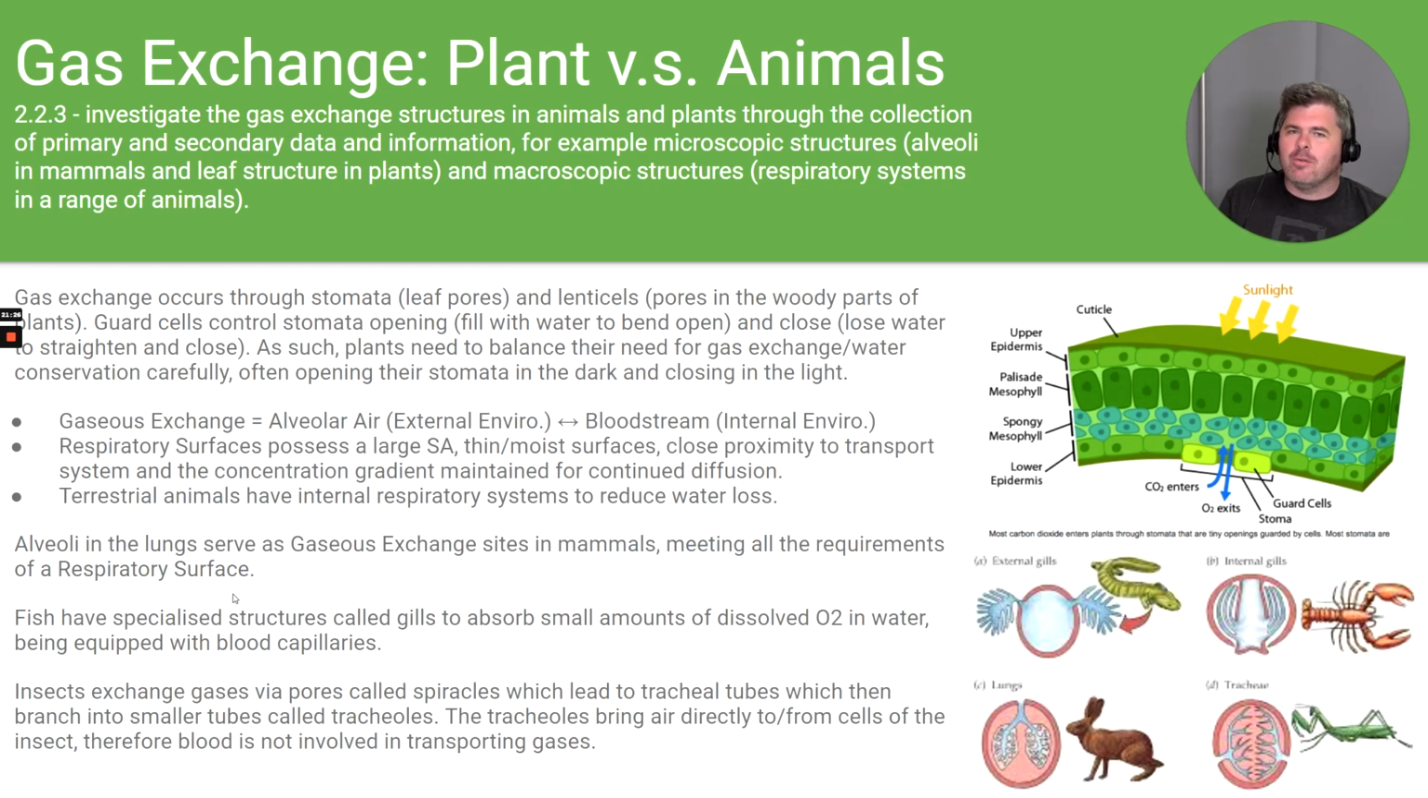Fish are a little bit different to most terrestrial animals in the fact that they have specialized structures called gills that absorb small amounts of dissolved oxygen in water. And they're lined with blood capillaries. So they don't have lungs, they have gills.